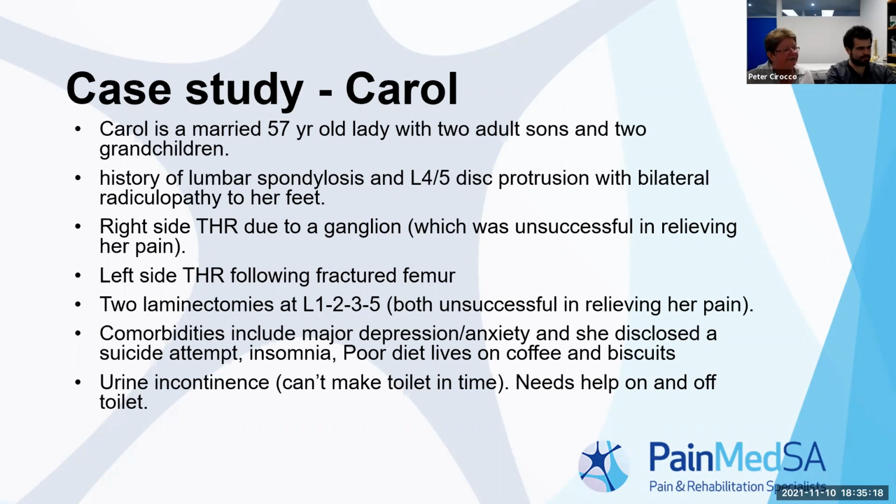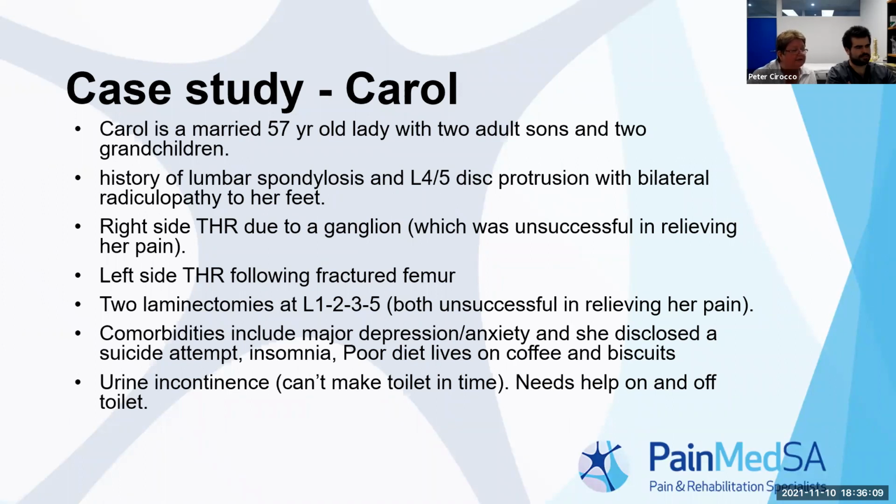So let's talk about Carol. Carol is actually a true life case study, believe it or not, that comes through the door in a general practice setting. We did change the name. Carol's a married 57-year-old lady with 2 adult sons and 2 grandchildren. She has a history of lumbar spondylosis and lumbar disc protrusion with bilateral radiculopathy in both feet. Right side total hip replacement due to a ganglion, which was unsuccessful in relieving her pain. She had a left side total hip replacement following a fractured femur, following a fall. That gives you some idea about the risks of osteoporosis, because Carol certainly had osteoporosis.